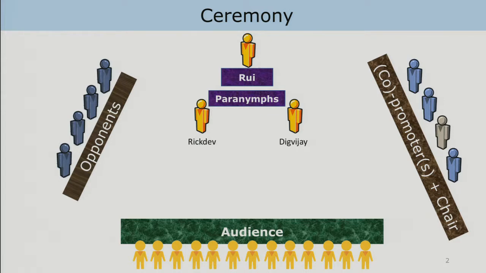I will start by explaining the ceremony for those who are not aware of how it works. To your left, you'll find the opponents. They will be asking questions for about 45 minutes, and I will have to defend and respond to those questions. To your right, you'll find my co-promoters and promoter, plus the chair of this defense, representing the rector magnificus of the University of Wageningen. To my right, you'll find the rig dev, and to my left, you'll find the DJ. Those are my paranymphs.